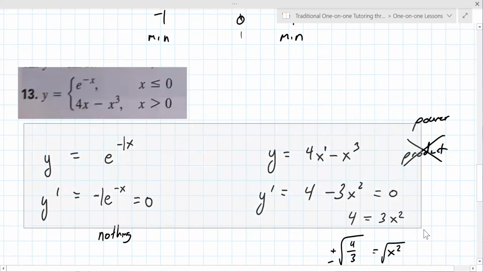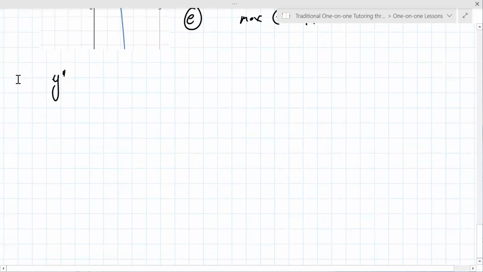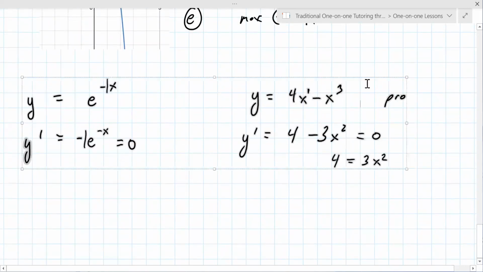Let me grab all of this, and we'll just show the progression here so you have some context. So you found your first derivative, hooray! And now you have to find your second derivative.